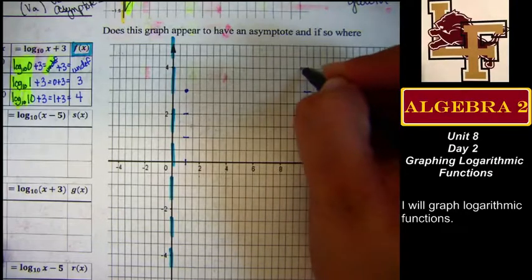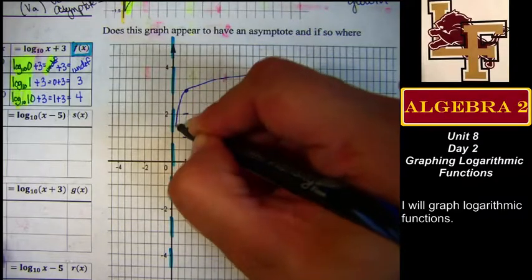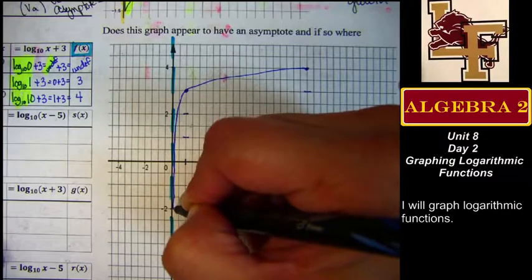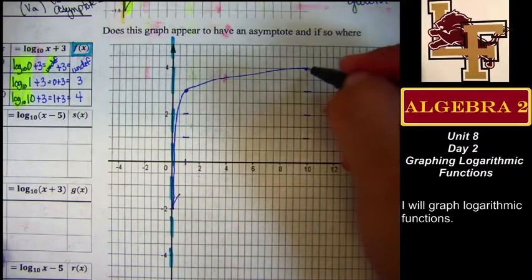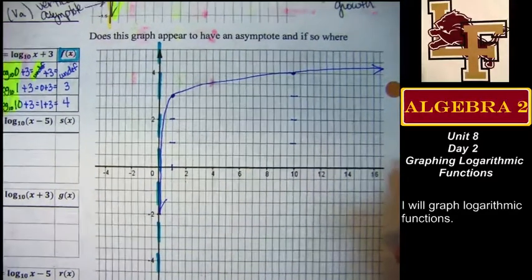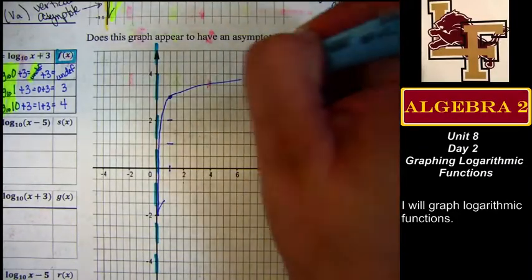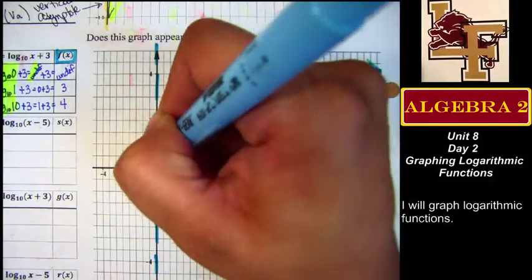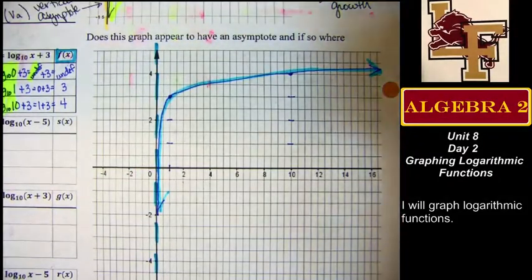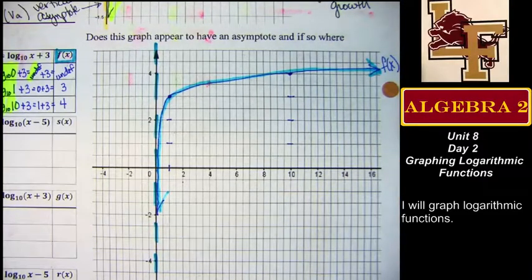Now I can connect these two, and because I know this is a logarithm, I know that on this side I'm going to approach the asymptote, and I'm just going to draw it as long as I can. And then this side's going to shoot off this way. This is my function f of x, which is log base 10 of x plus 3.